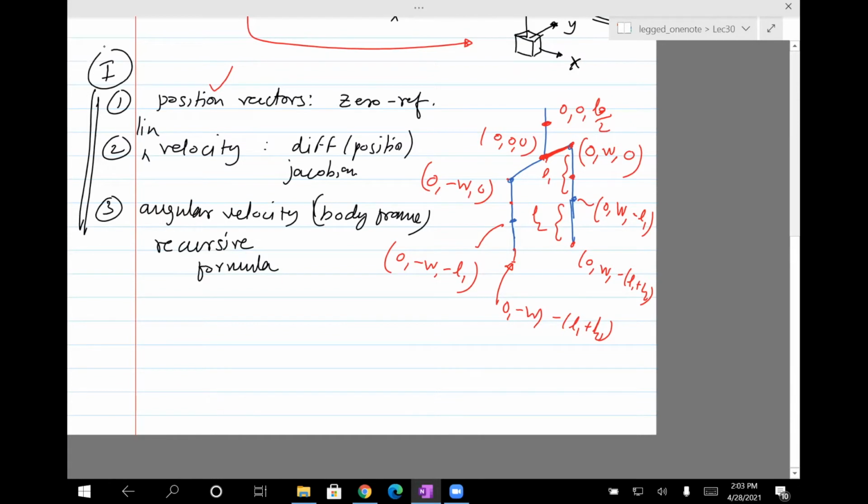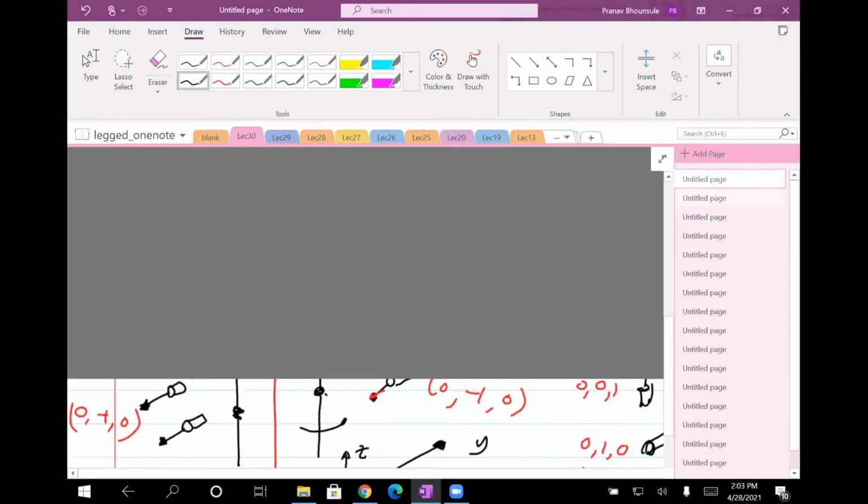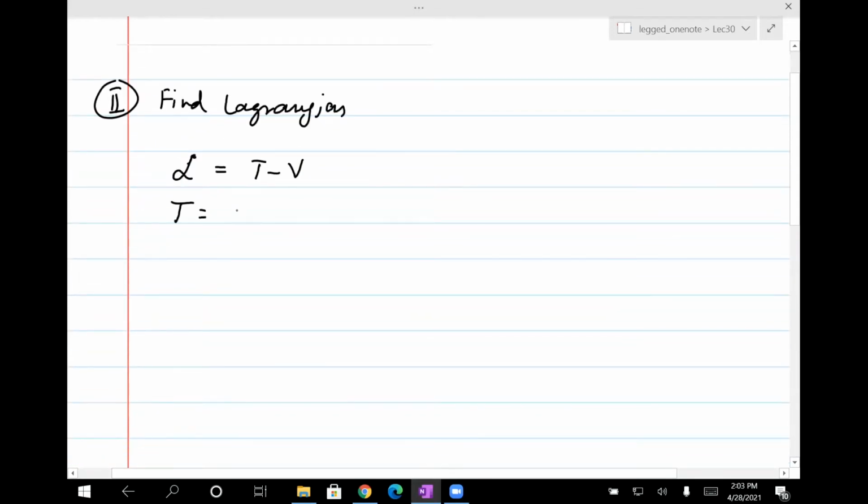So that's part one. Part two is to find the Lagrangian. The Lagrangian is L equals T minus V. The kinetic energy is 0.5 summation, let me check. Yeah, so it's going to be 0.5 m times V dot V across all joints plus 0.5 summation of omega transpose I omega, over all links.